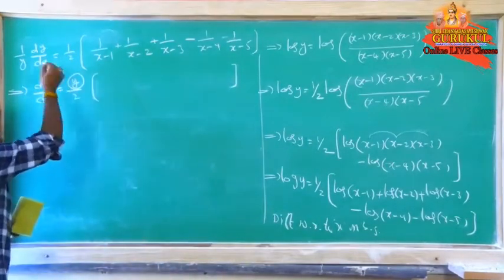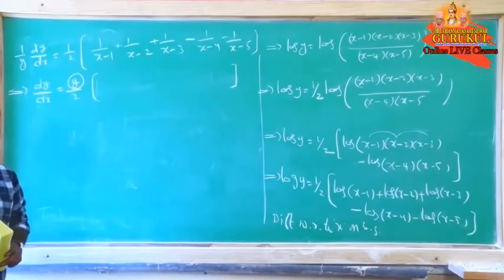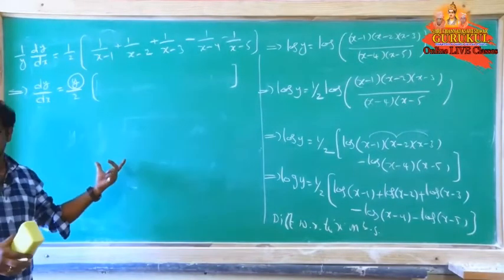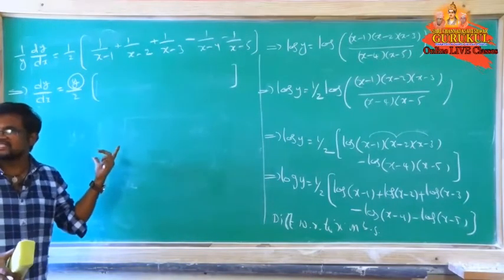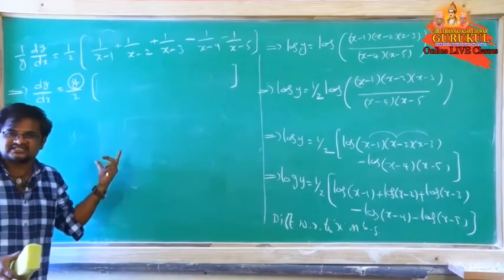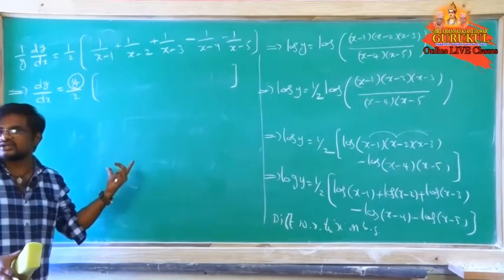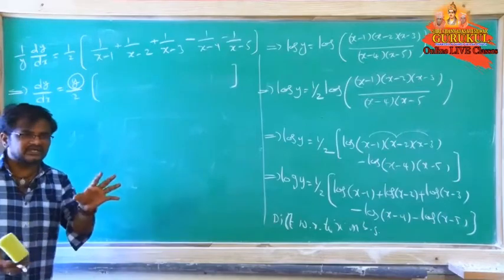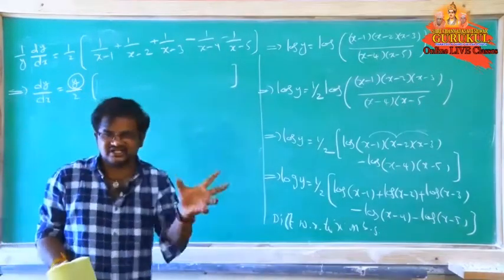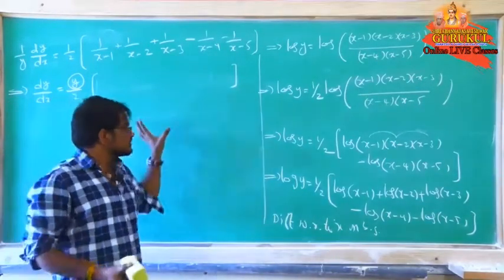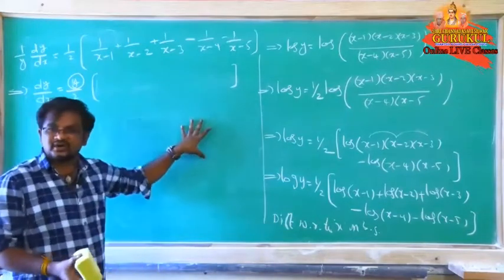Finally, this y means the root of the given function, the root of (x minus 1)(x minus 2)(x minus 3) by (x minus 4)(x minus 5). So what did you do? First you simplified the given function, so the given root is there, whole to the power of 1 by 2.